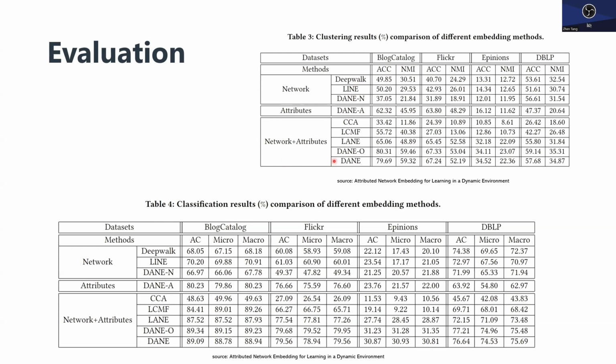You can see that in both tasks, DANE/O achieves the best performance among all the models. Although DANE is a little worse than DANE/O, it still beats all other competitors. This is reasonable since the online part of DANE model use approximate value for the updates instead of exact value, right? So it will slightly influence the results.